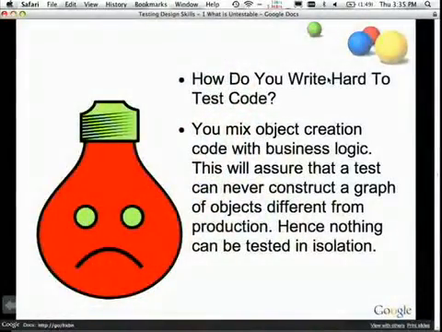So let me ask the question again. How do you write hard-to-test code? The real crux of the problem is, if you want to make code hard to test, you're going to mix your object creation code with business logic. The moment you mix those two pieces together, you cannot instantiate anything in isolation. And when you cannot instantiate anything in isolation, the only thing you can possibly instantiate is these humongous chunks of application which pretty much cause you to instantiate the whole thing. And now we're back to square one, which is scenario-based testing. And we kind of already decided that's not a good idea.